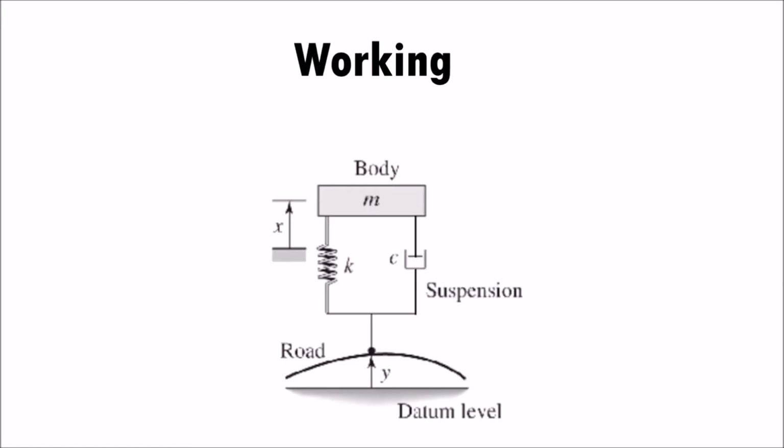Now let's discuss the working of the suspension system. The suspension system can simply be mathematically modeled as a spring damper system in which the car is termed as a body with mass m, a spring with the spring constant K and a damper with the damper constant C. Load is taken to be the datum level. It is a simple mechanical system.